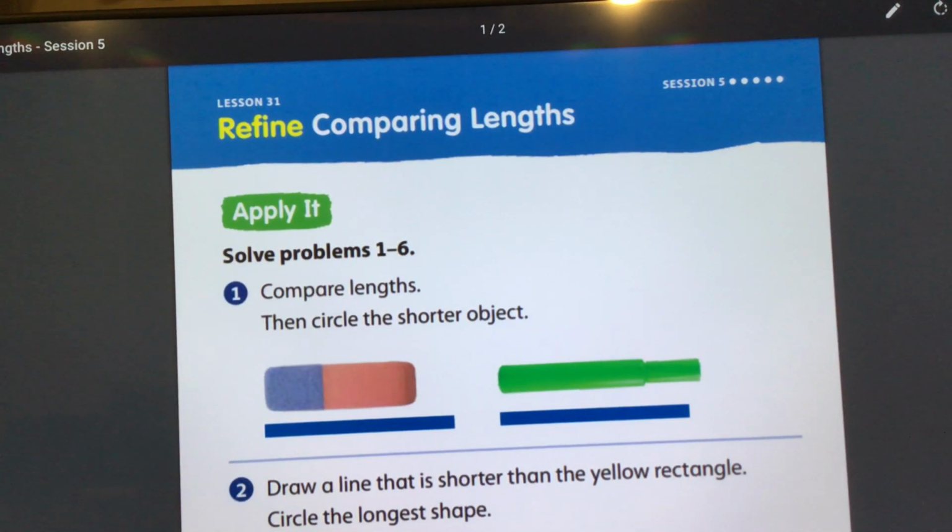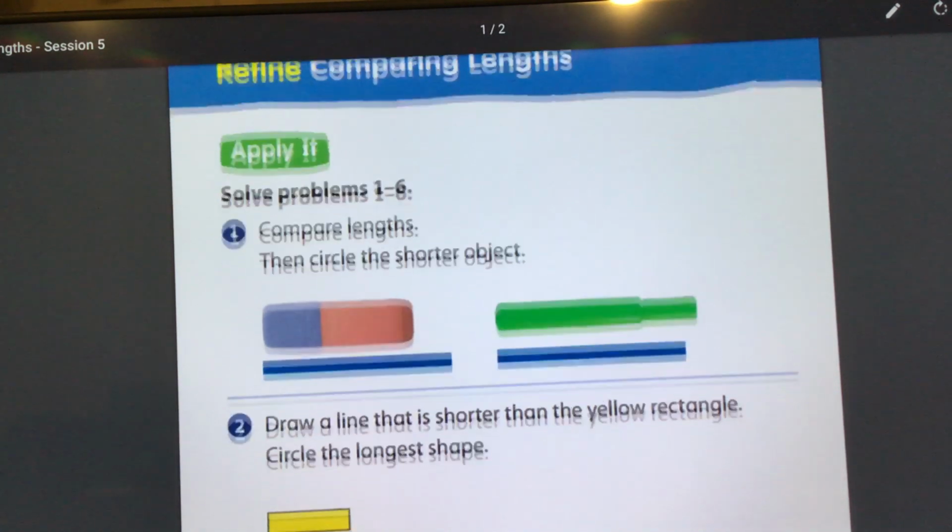Today we will be finishing up lesson 31 with session 5, where we will finish comparing lengths. This is just a two-sided page around 739 and 740.